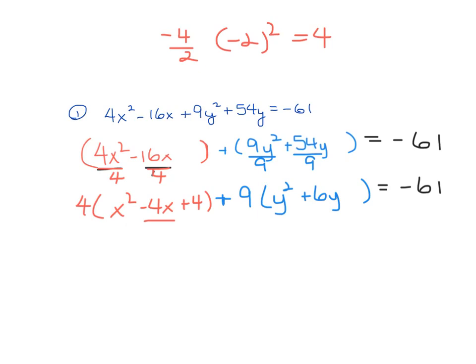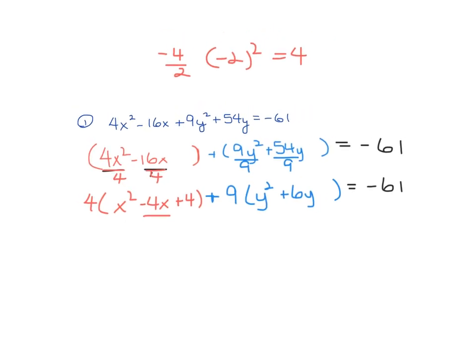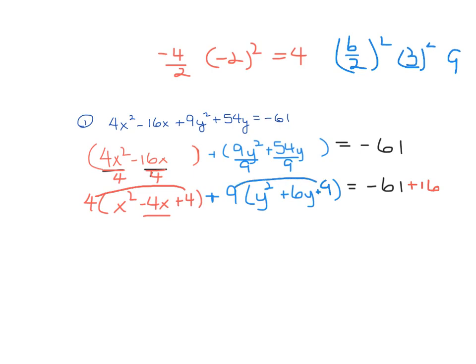Now, instead of putting plus 4 with the 61, I also have to multiply it by this coefficient out here, this 4 that I divided. So I'm really adding 16 to this side. And now for the blue, I'm going to take the 6, divide it by 2, square it, and I'm adding 9. Now again, I have to distribute the 9, so I'm really adding 81.